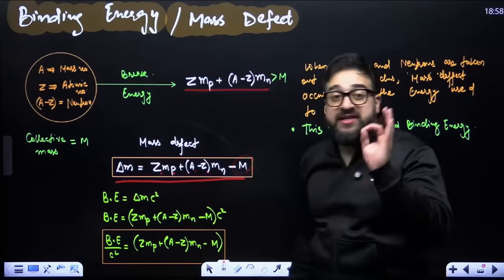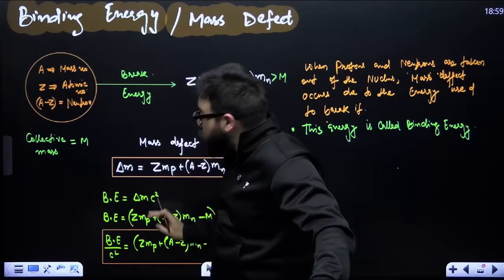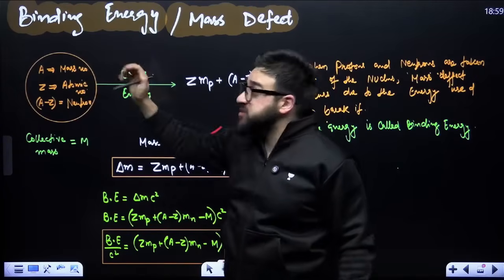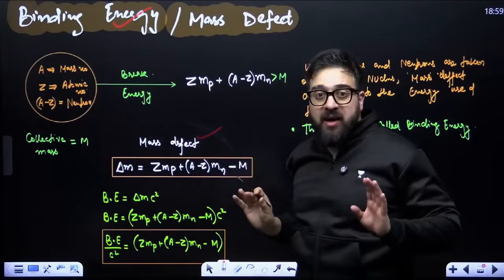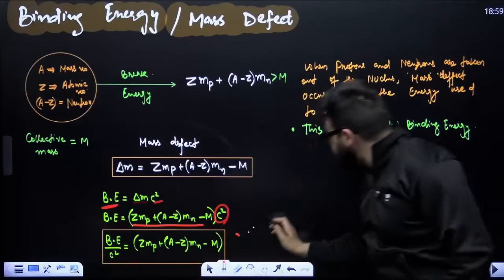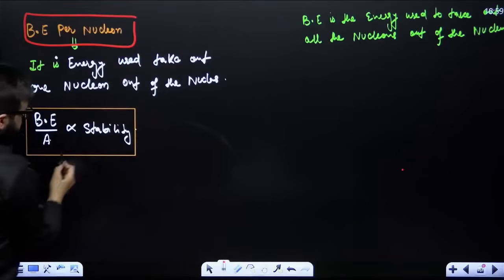This mass defect occurs because when you broke the nucleus, the energy used in breaking it is stored in the form of mass of the nucleons. That's why the mass defect occurred. This energy which is used to break the nucleus is what we call the binding energy. Due to this binding energy only, the mass defect occurs. So binding energy is delta M into C square, the mass defect into C square. You can see it over here. Then, my dear NEET aspirants, we say binding energy per nucleon is proportional to stability.